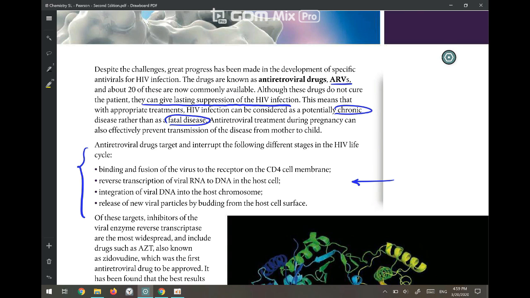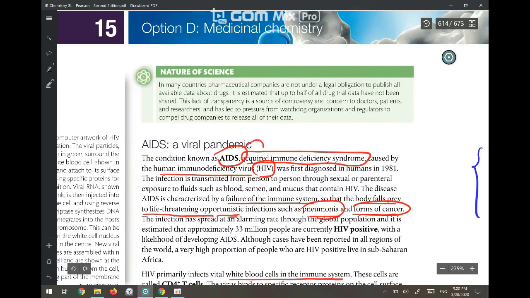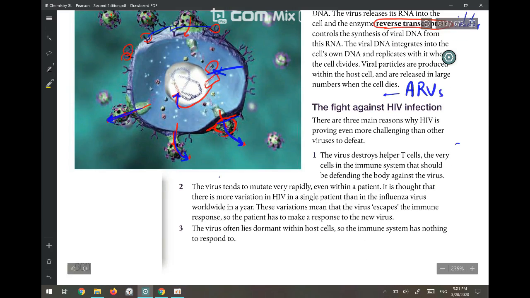But why is treating HIV very difficult? On the previous page at the bottom, three reasons are given that show why defeating HIV is more challenging than other viruses. The first is that this virus destroys the T cells. It's destroying your immune system, the system which is responsible for fighting infections, for fighting viruses, for fighting bacteria. So if they are targeted themselves, they cannot work properly anymore.